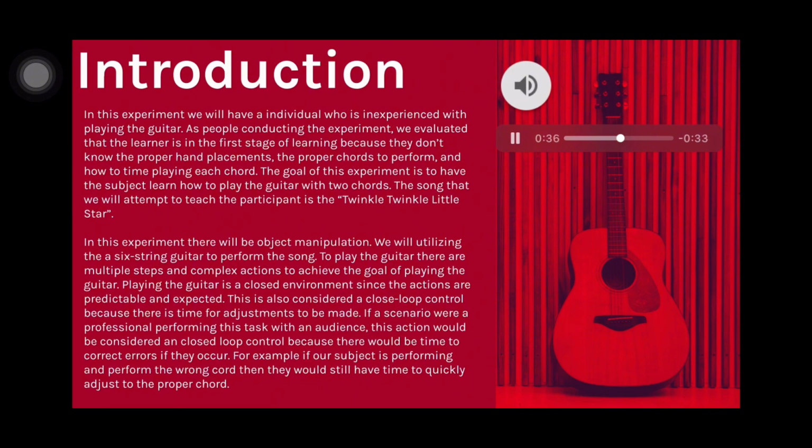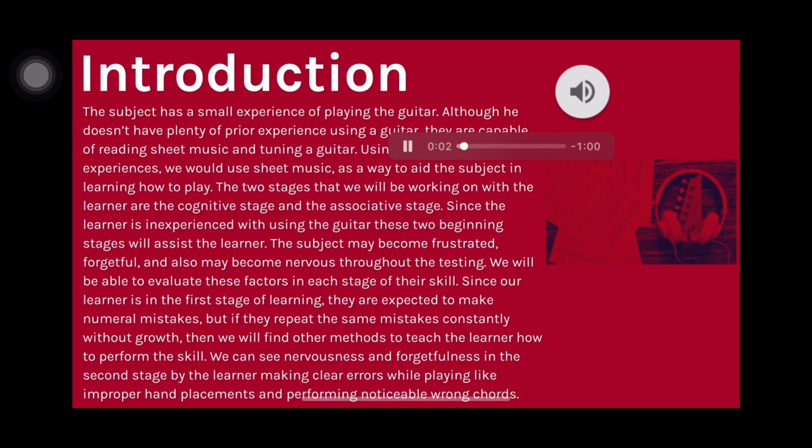To play the guitar, there are multiple steps and complex actions to achieve the goal of playing the guitar. Playing the guitar is a closed environment since its actions are predictable and expected. This is also considered a closed loop control because there's time for adjustments to be made. If the scenario is a professional performing this task with an audience, this action would be considered closed loop because there would be time to correct the errors if they occur. For example, if our subject is performing and plays the wrong chord, they would still have time to quickly adjust to the proper chord.